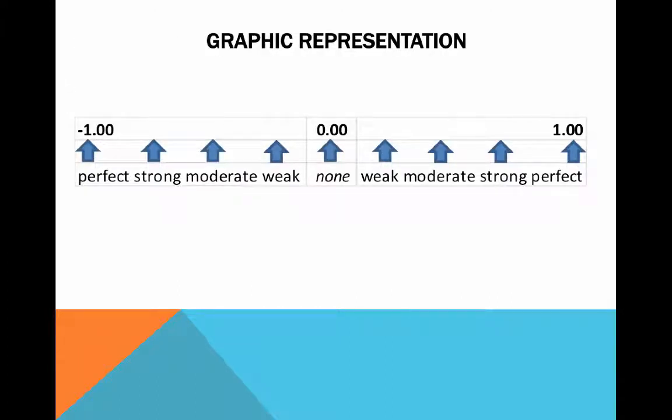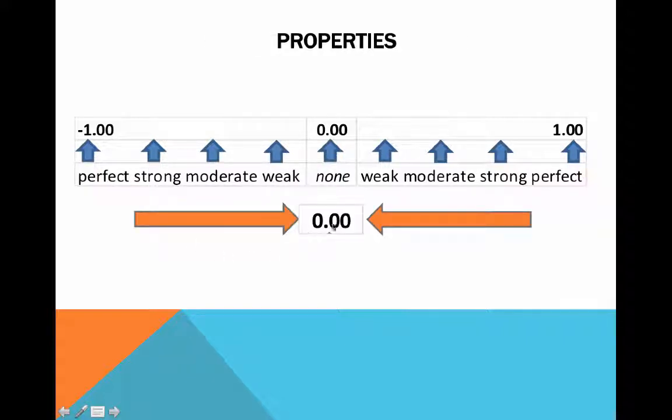So let's look at a graphic representation of this. You have 0 in the middle, meaning there's no relationship between the variables. Right in here, it's weak, moderate, strong, and then it's perfect. Same if you're looking at the inverse: weak, moderate, strong, perfect. So it goes from 0, and the relationship gets weaker as you go toward 0.